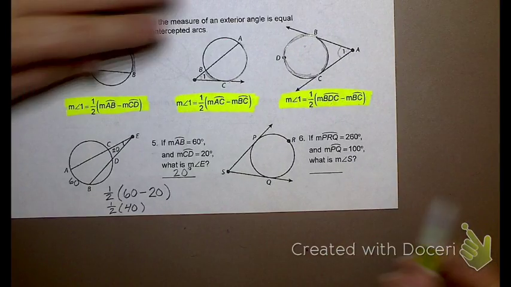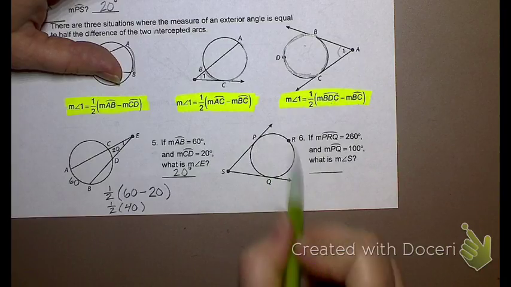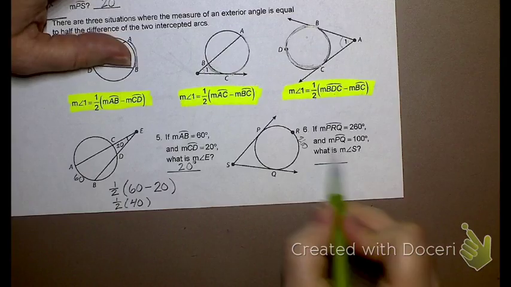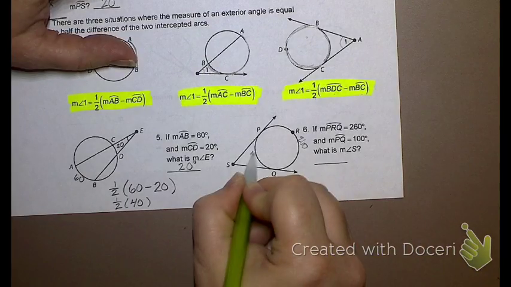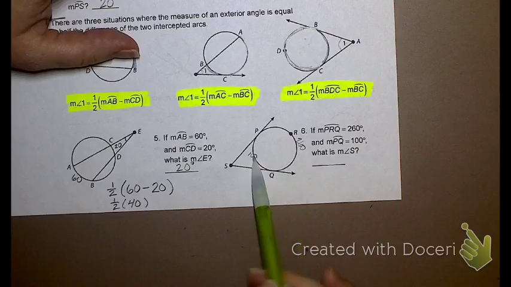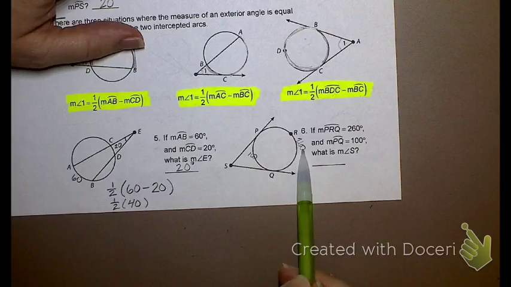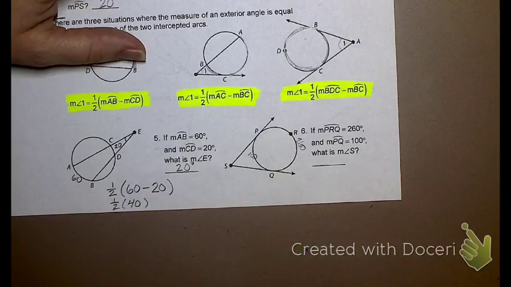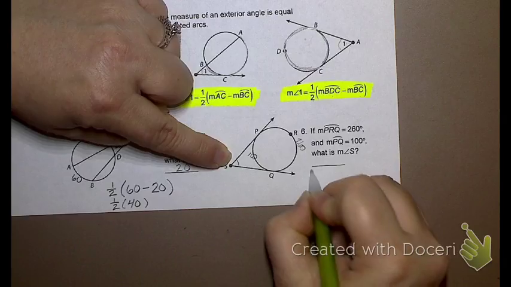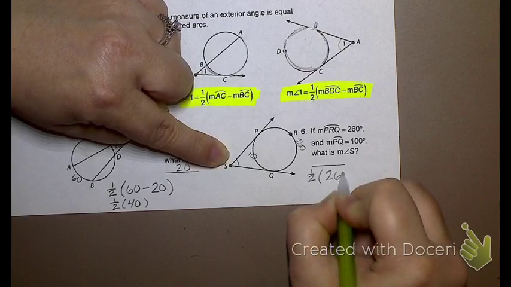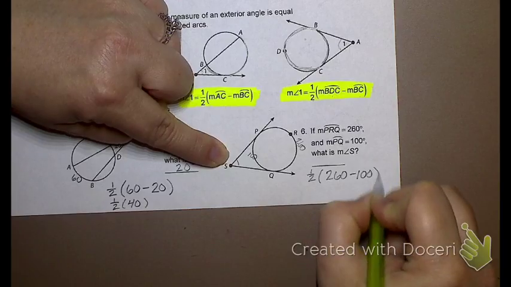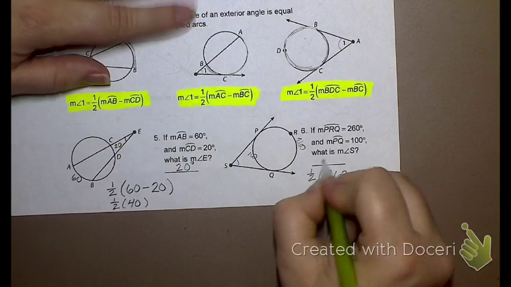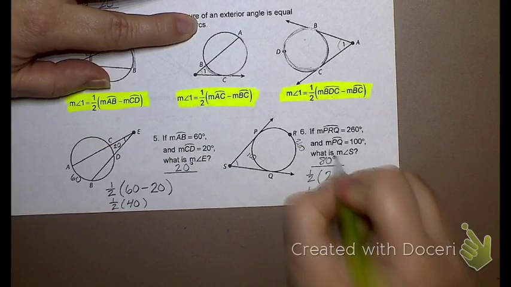All right, if the measure of arc PRQ, so that's the big arc, is 260, and the measure of arc PQ is 100. Now before I go further, do you notice that 100 and 260, if I were to add those, equal 360? That's the entire circle. What is the measure of angle S? Well, same formula, 1/2 of the big one minus the small one. What's 260 minus 100? And 1/2 of 160 is 80 degrees.